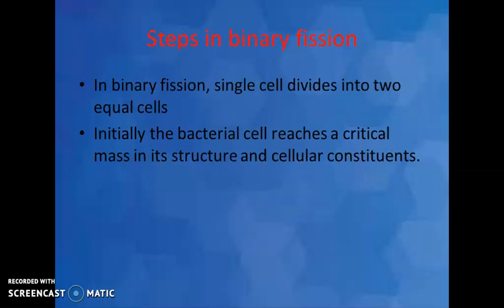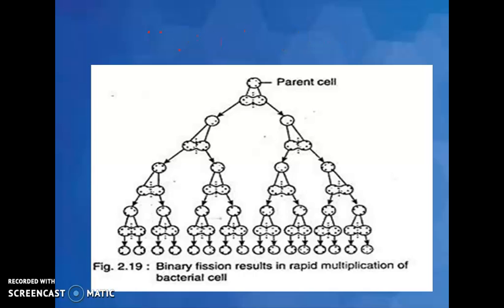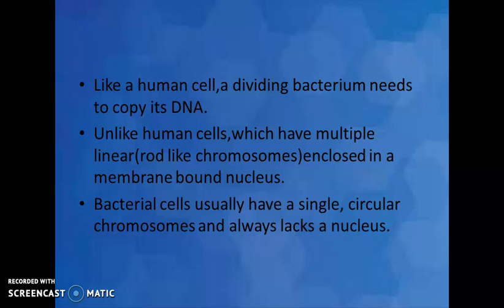Now next are the steps in binary fission. In binary fission, a single cell divides into two equal cells. Initially, the bacterial cell reaches a critical mass in its structure and cellular constituents. This is the picture of binary fission, which results in the rapid multiplication of a bacterial cell. Like a human cell, there is a need for the bacterium to copy its DNA. So the copying of the DNA takes place in the human cell also.